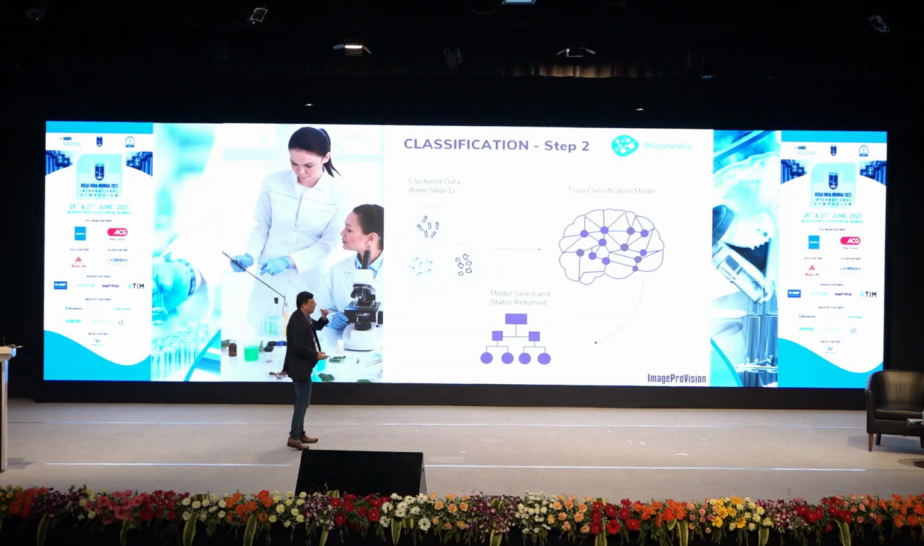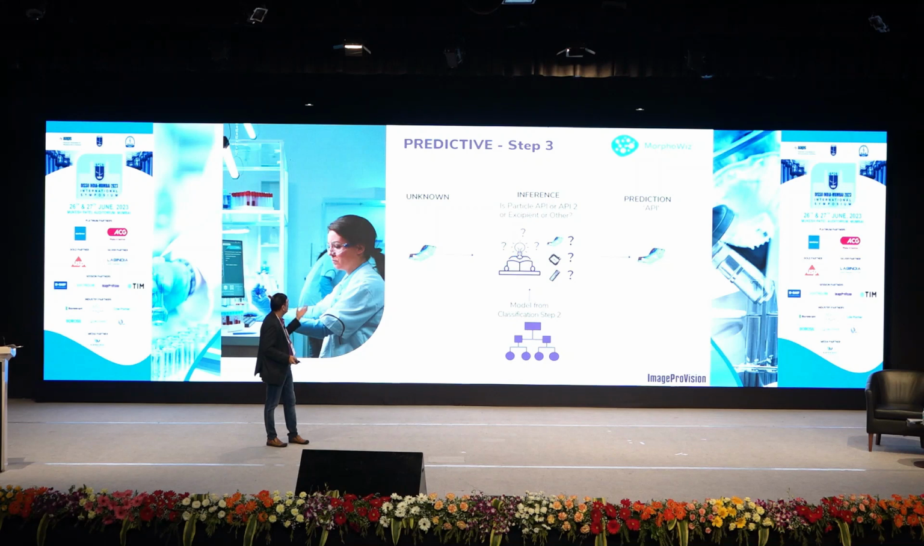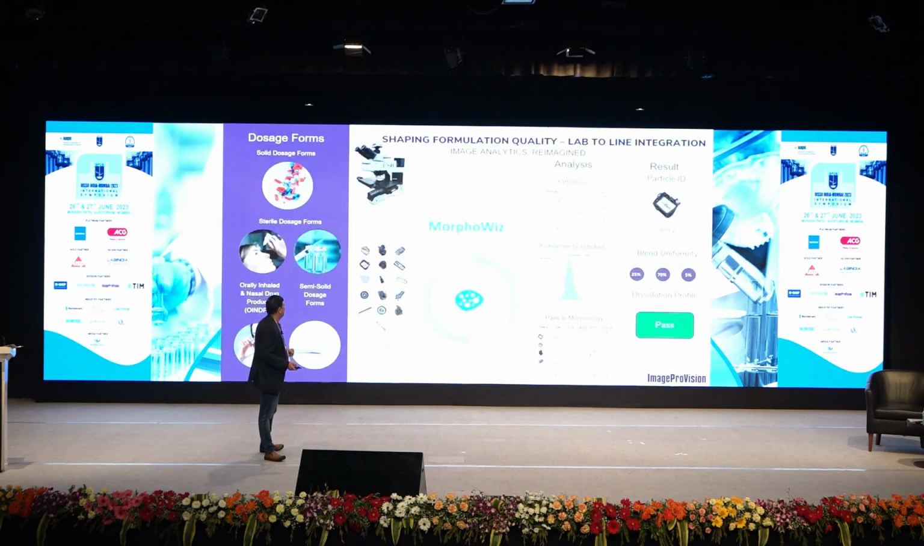Now you have trained your model. You run this classification model, it gets trained, and it is saved in your database as a structured model. Now, if you run an unknown sample, through its characteristics it tries to match with the available database and gives it a label, like API particle or excipient. So this is a very basic, simplified way of showing you this.